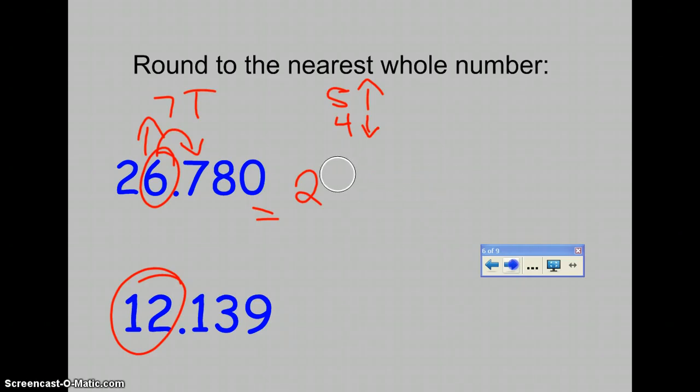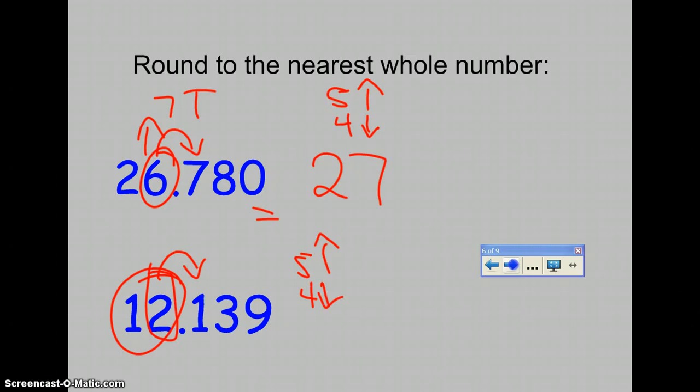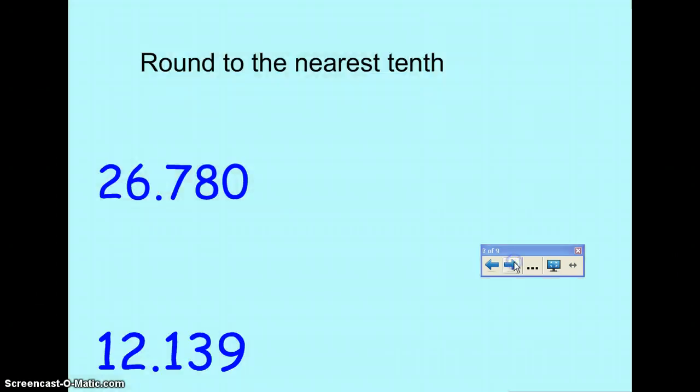I would accept both. So the answer could be 27. Now let's look at the 12.139. We're going to look at the 2 in this situation, and we're going to go to the neighbor's house, and we see it's a 1. And the rule again, 5 and up goes up, 4 and down stays. So in this situation, we know that that's a 1. A 1 is in the 4 or down category, which means this number stays at 12. Good. Let's keep going. That's whole numbers.